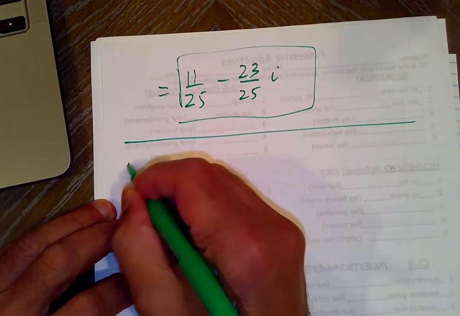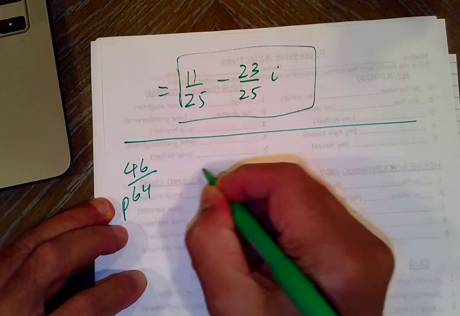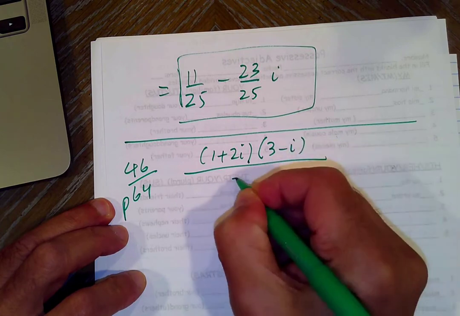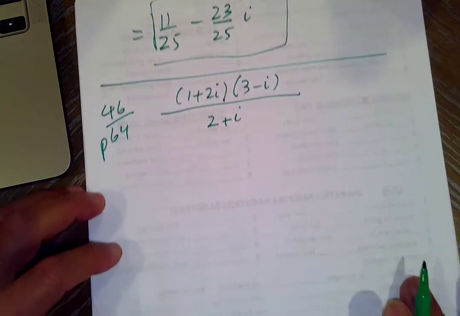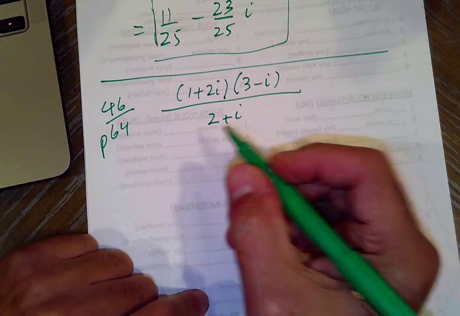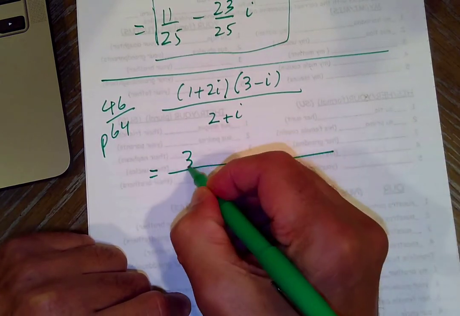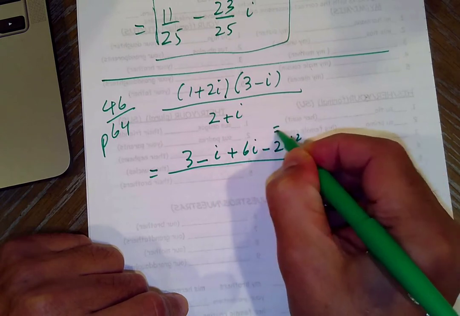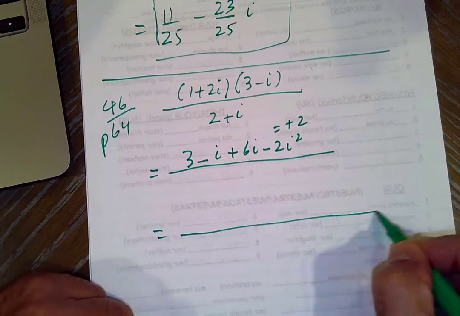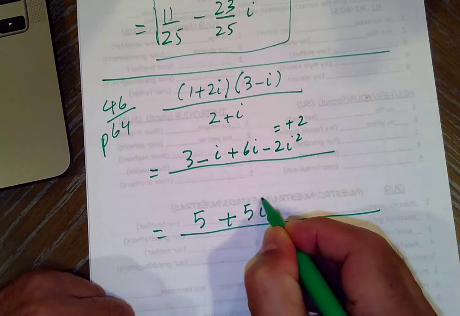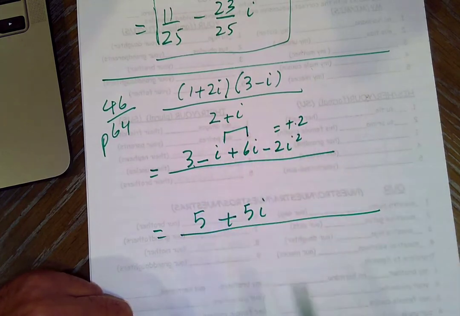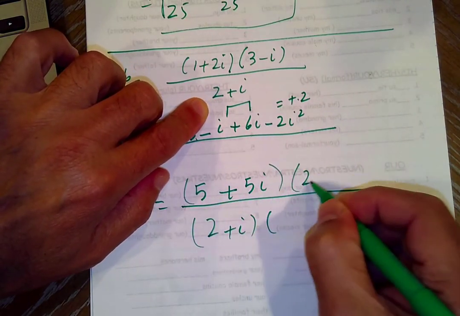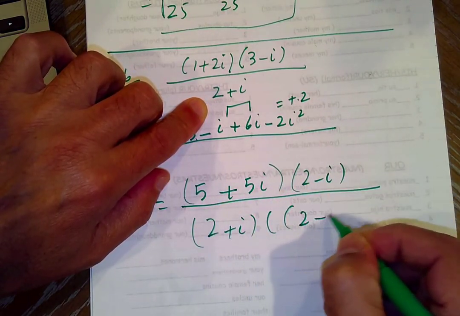So number 46, page 64: 1 plus 2i times 3 minus i, over 2 plus i. So we have some work to do in the top first by FOILing it. What do we get? 3 minus i plus 6i minus 2i squared, which is plus 2. And that's going to be 5 plus 5i. Okay, that's 5i, and then 3 plus 2 is 5. Now we're going to multiply by the conjugate of the bottom, which is 2 minus i, 2 minus i.